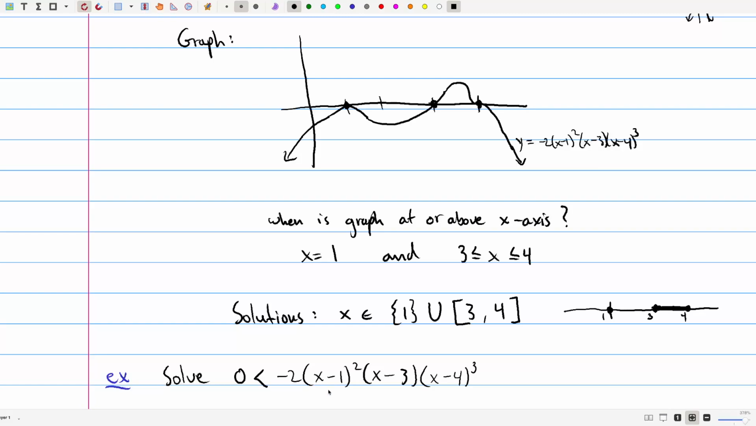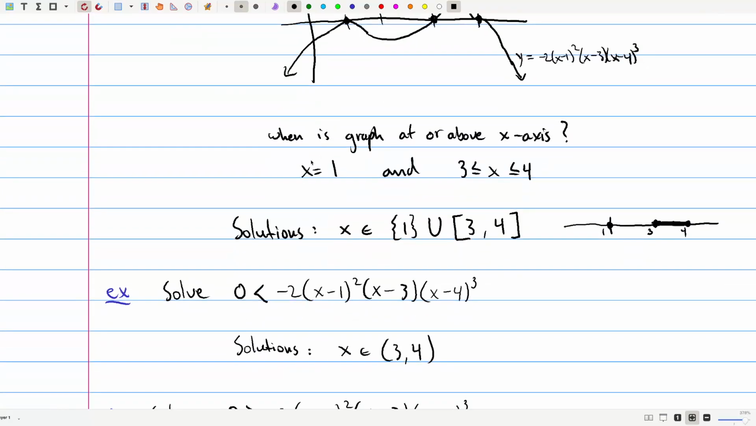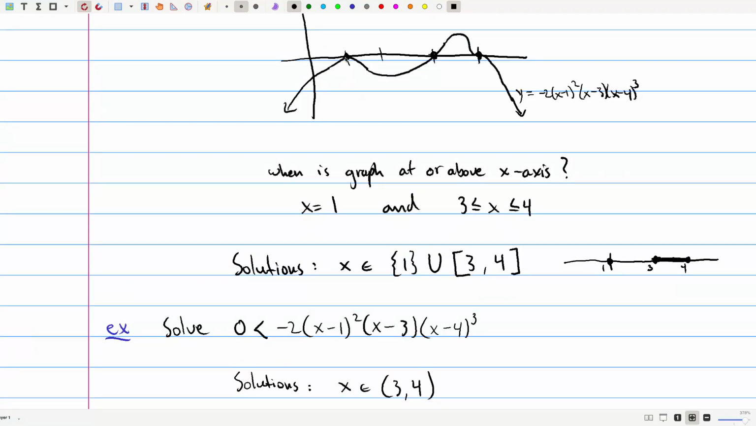Let's vary this problem. It's the exact same polynomial, but now we want when it is strictly greater than 0. So we don't want to include when the function is on the x-axis. In that case, x equals 1 is no longer a solution, and neither are the endpoints. So the solution set is all x in the open interval from 3 to 4. We can write this solution set as from 3 to 4, with circles to indicate an open interval, and then we can fill it in with a bold line. And so, the open interval from 3 to 4.